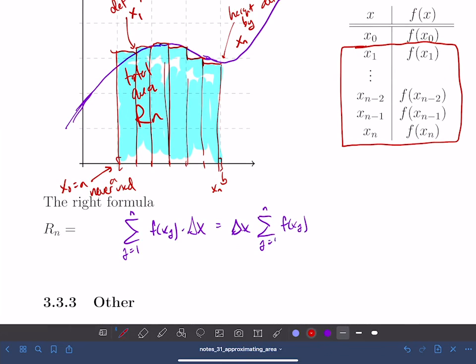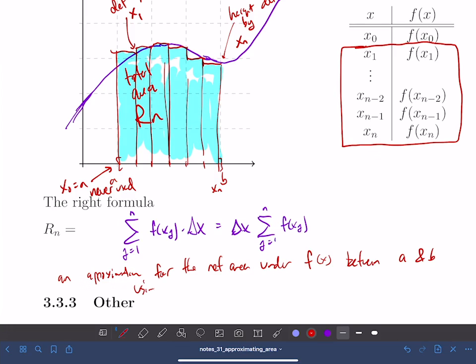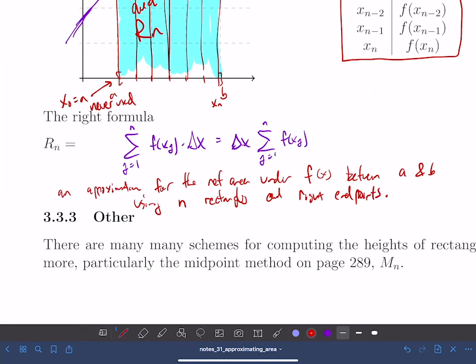That is to say, an approximation for the net area under f between a and b using n rectangles and right endpoints. That's what R sub n is. It's an approximation for the net area under f of x between a and b using n rectangles and right endpoints. There are other schemes.